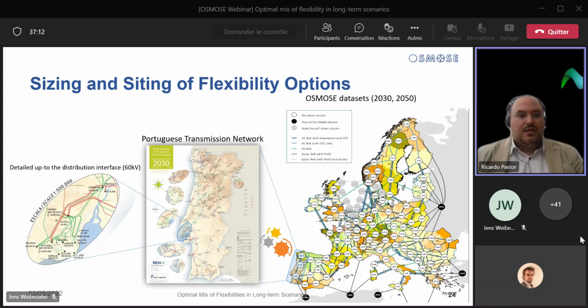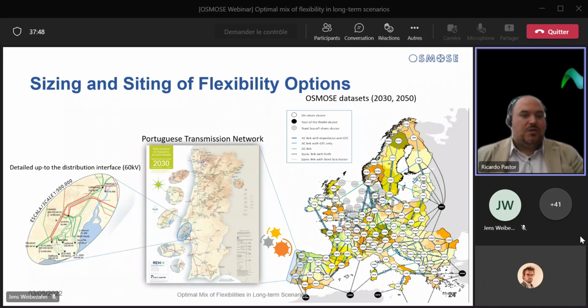So first, considering the planning context, which focus on the sizing and siting of energy storage options. The aggregated time series from OSMOSE scenarios for 2030 and 2050 were provided and redistributed using a methodology developed in the project into the more detailed model of the Portuguese transmission network. It was detailed up to the TSO-DSO interface, which in this case goes from the 400 kV level at transmission up to the distribution level, which starts at 60 kV.